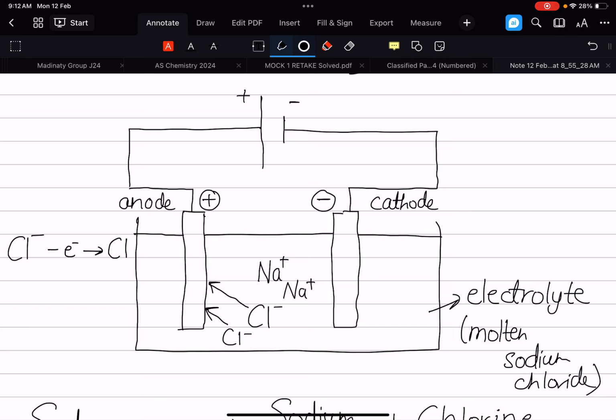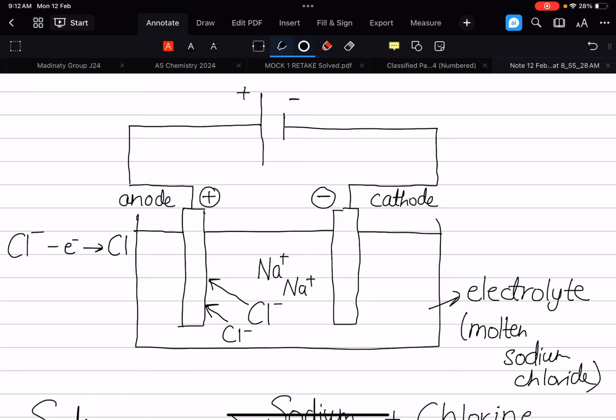But take care that some elements are diatomic, such as chlorine. When uncombined, or when it's an element, it should be diatomic. There is no chlorine atom alone. So the chlorine will have a 2 because it's diatomic. Then we need to balance the equation. So we'll place a 2 beside the chloride ions. And since one chloride ion loses one electron, the 2 will lose 2 electrons. So the chloride ions lost the electrons at the anode.